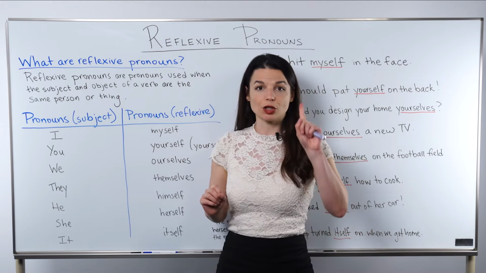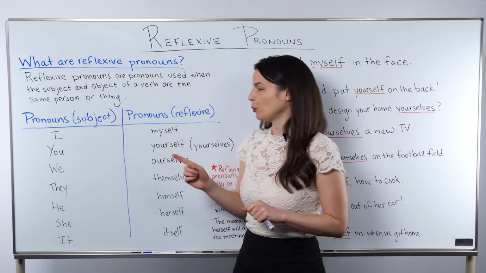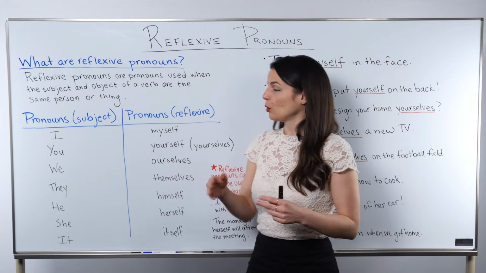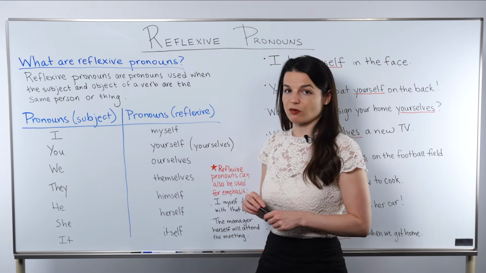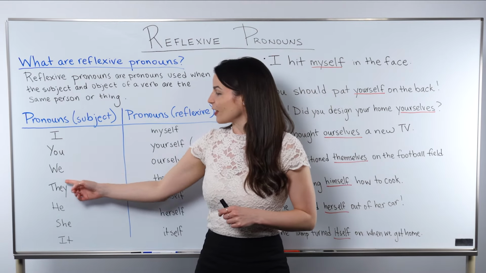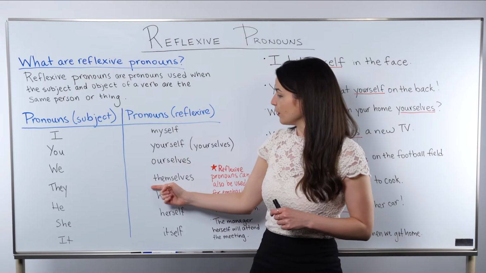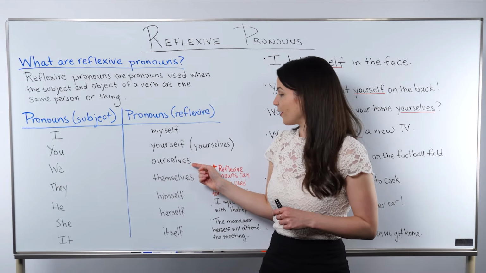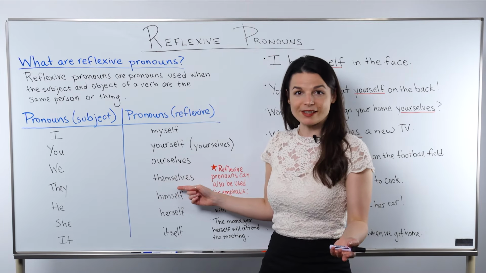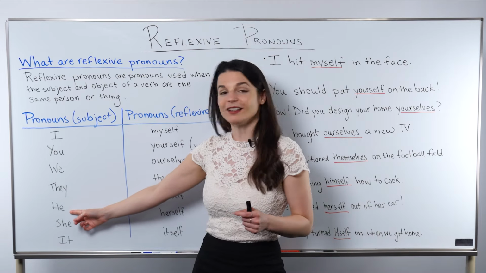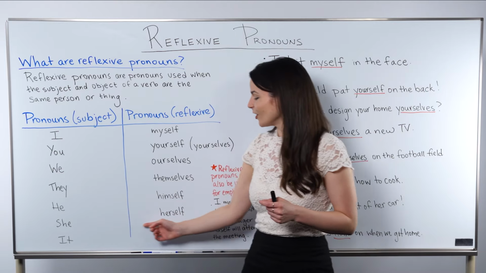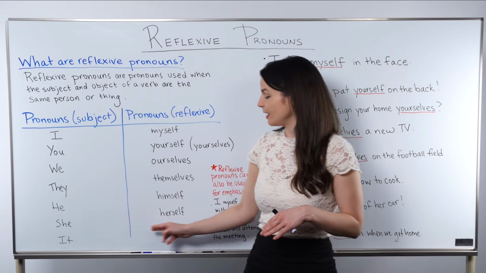When we have the singular you, meaning just one person, we use yourself. If we're talking about you as more than one person, we use yourselves as the reflexive pronoun. We'll see an example of this later. Next, when our subject pronoun is we, the reflexive pronoun is ourselves. Next, we have they, and the reflexive pronoun is themselves. Next, we have he, himself; she, herself; and it, itself.